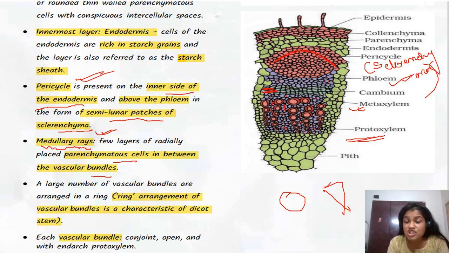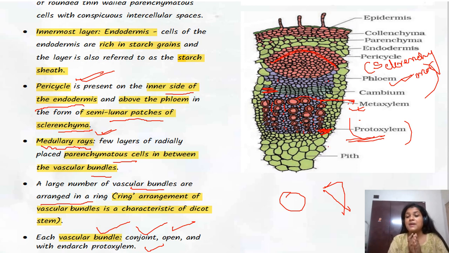Now, a large number of vascular bundles are arranged in a ring. Each vascular bundle is conjoint, open, and endarch. Endarch means protoxylem is towards inside and metaxylem is outside. This bigger metaxylem is outside and protoxylem is inside.